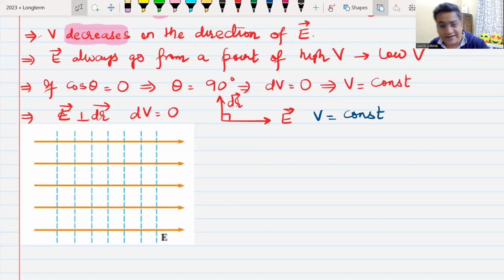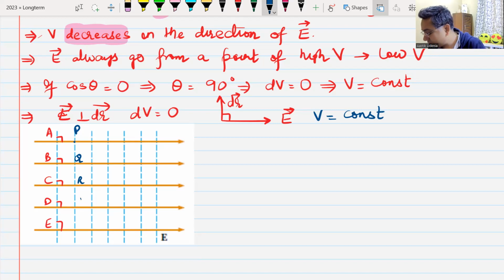If your electric field lines are going like this, and you move perpendicular to the electric field, the potential of all these points A, B, C, D, and E will be same. The potentials of all these points P, Q, R, S, and T would be same.